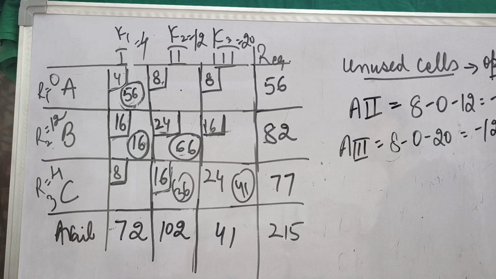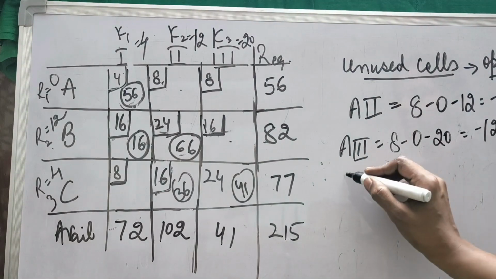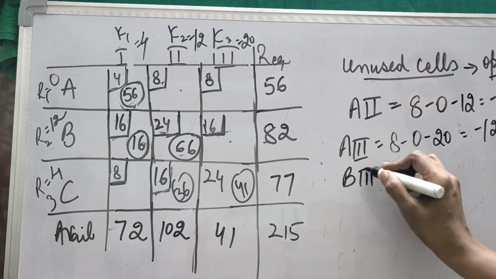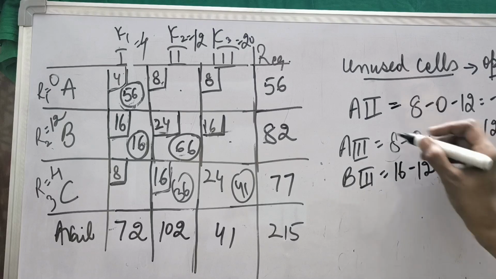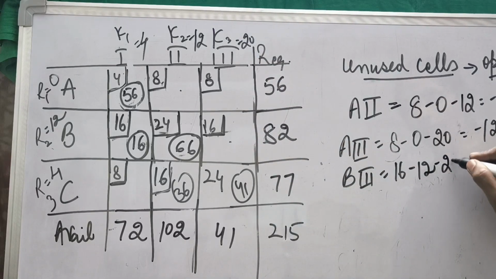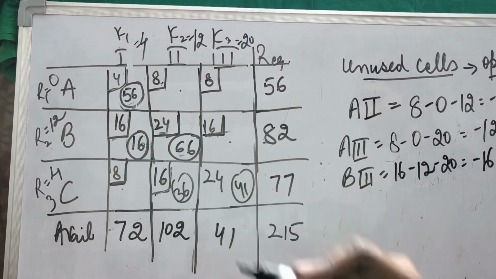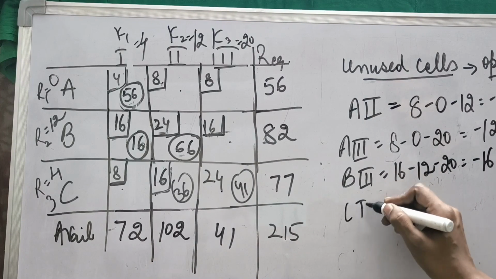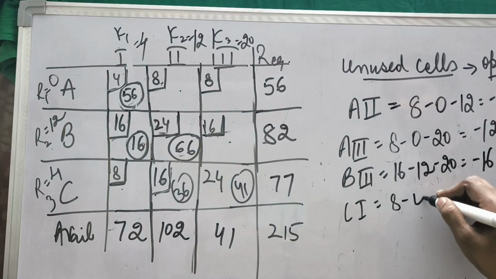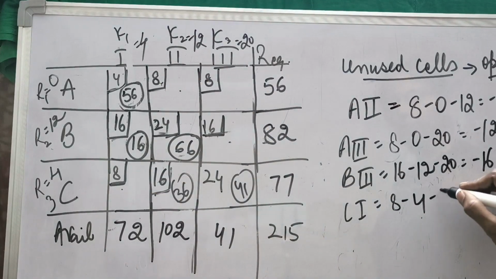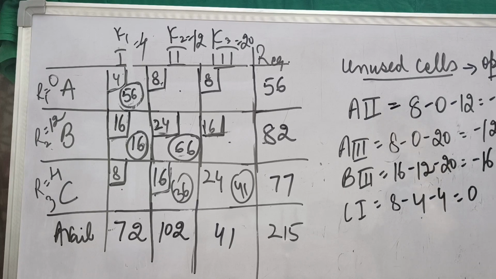That is the second opportunity cost. The third unused cell is this, my B3. For this, 16 minus 12 and above is 20. So this is going to be minus 16. Now the next unused cell is this. This is C1 and its value will be 8 minus 4 and minus 4. So this will be 0. So these are my 4 opportunity costs.